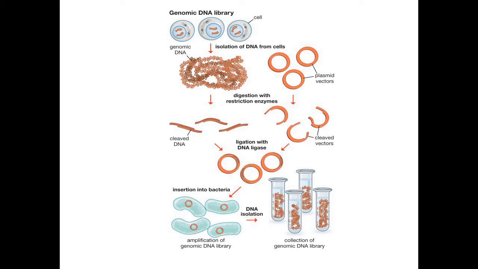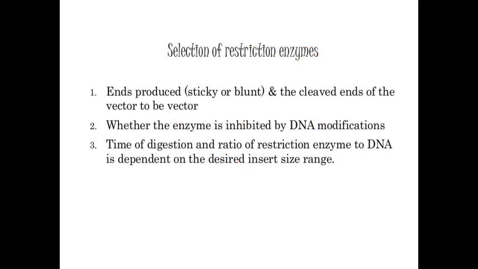This is a representation of construction of a genomic DNA library. Here we can see that the DNA is isolated from the cells and bacterial vectors, that is plasmids, are taken up, and then both of them are digested with restriction enzymes, eventually ligated together and inserted into bacterial cells by transformation, and what we get is a collection of DNA library. That is the basic clones we get in our hand.